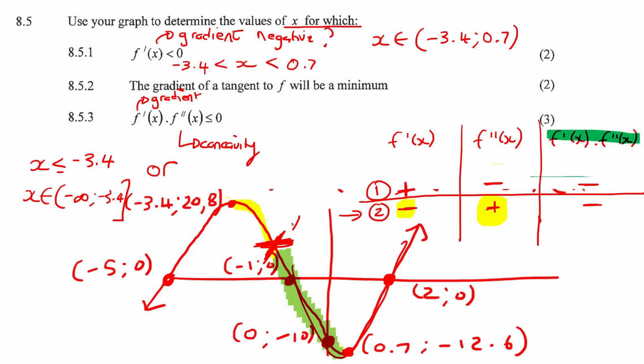Remember what that second derivative value was. We worked it out when we were busy with this one. We got negative 4 over 3. So we could say it's from negative 4 over 3 up to the turning point of 0.7. So x is bigger than or equal to negative 4 over 3, but smaller than or equal to 0.7. If you wanted to use interval notation, you would say negative 4 over 3 up to 0.7 with square brackets, because we are including them.